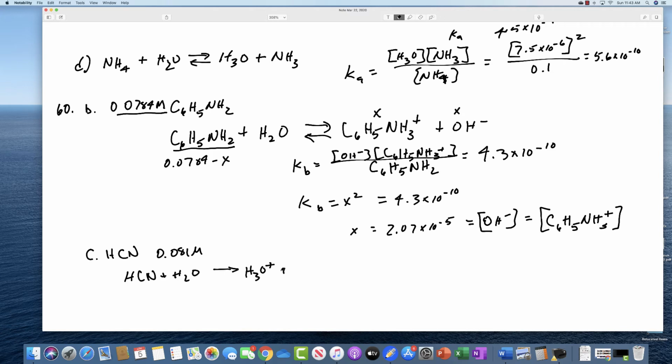H3O plus CN minus. Now if we go to table H and look at cyanide or hydrogen cyanide, you find that the Ka for hydrogen cyanide or cyanic acid, no, that's not cyanic acid, I'm sorry. Let's see if I can find it here.